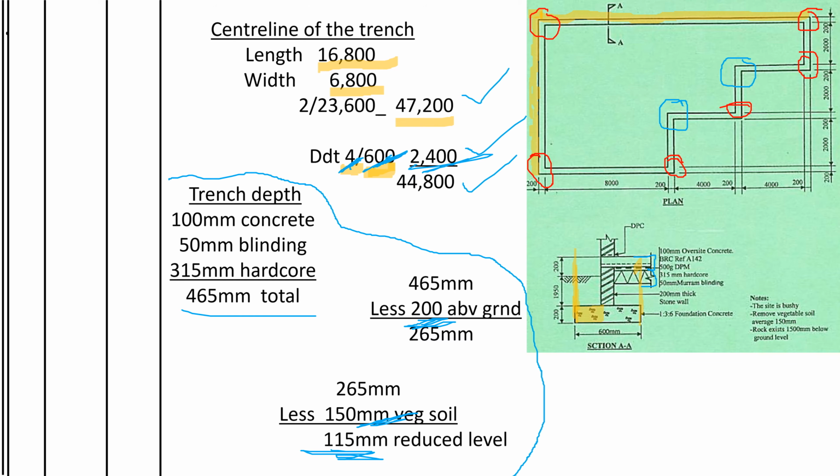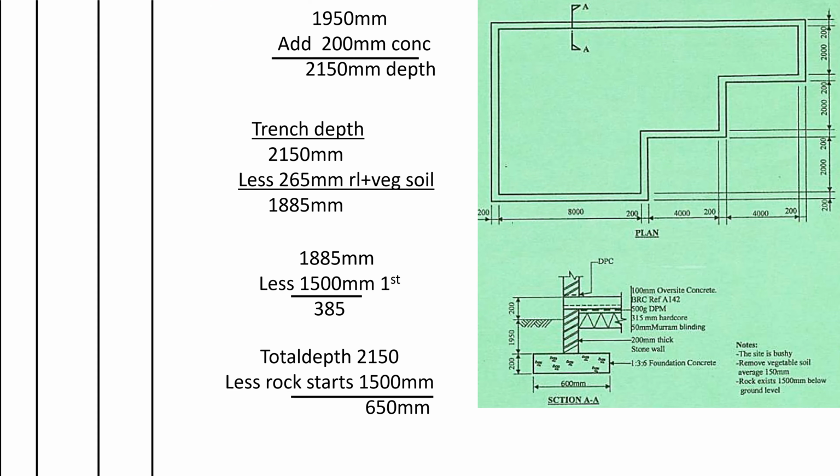Okay, so let's go to the depth of the trench now. You can see this 1950 here. Let me use a red pen. 1950, it's from the ground level to the concrete of the strip foundation. Then you add 200 for the concrete. This one is the total depth below the ground level.